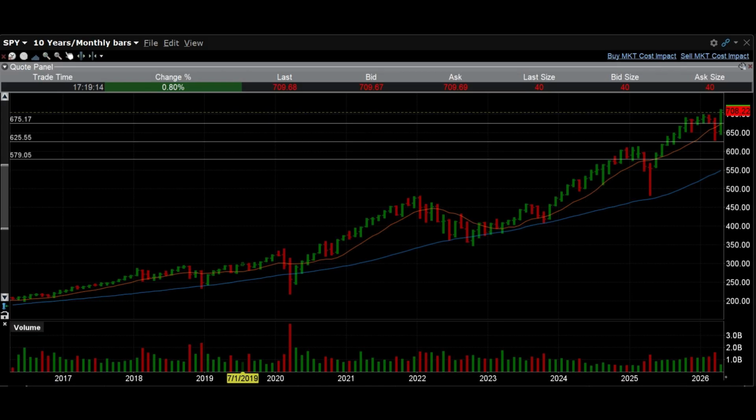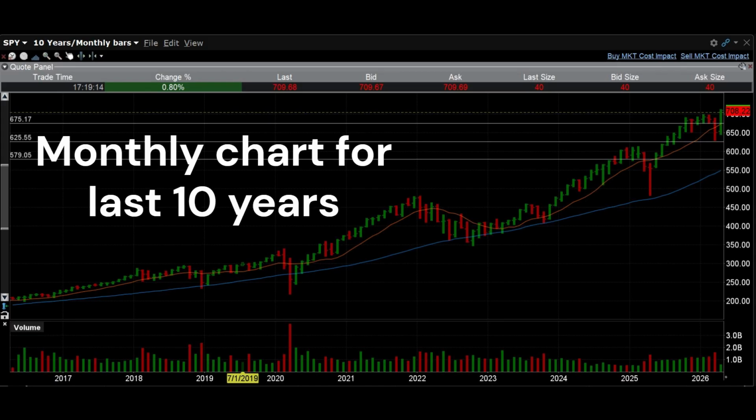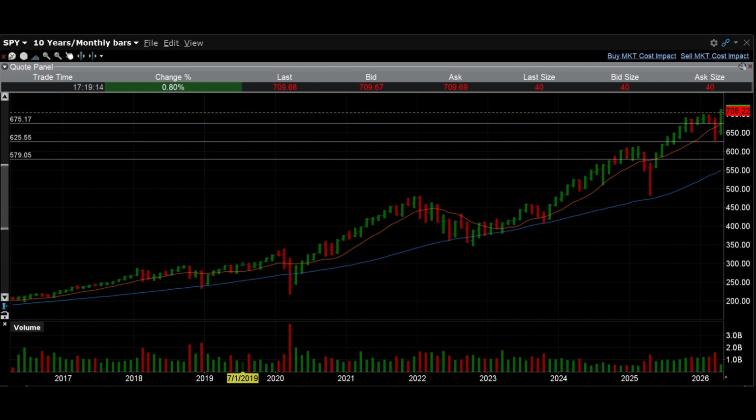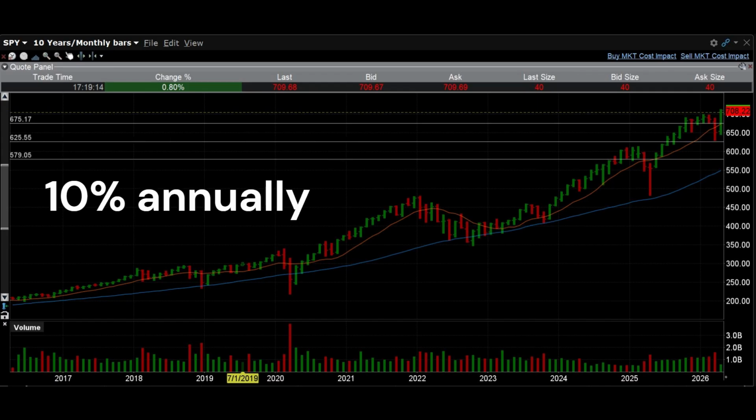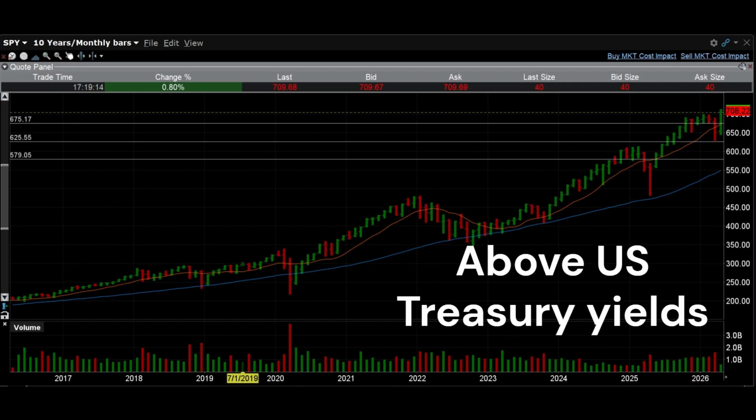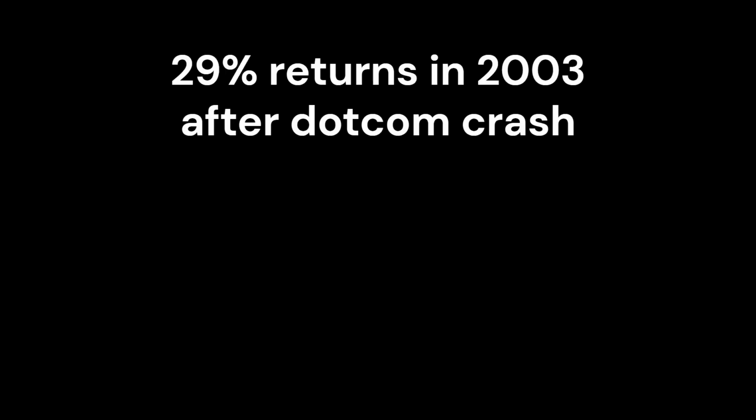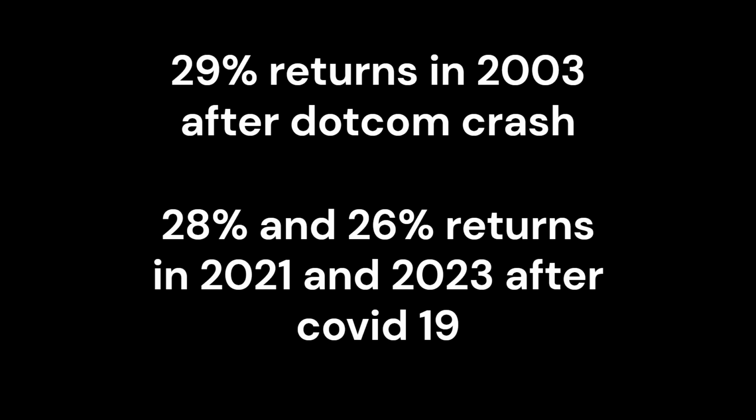As a shrewd investor, you should always allocate some portion of your trading capital to buy the S&P 500. That's because going back many decades, the S&P 500 index has returned on average 10% annually, which is well above inflation and also well above the US Treasury yields. In the best years like 2003 following the dot-com crash, the S&P 500 returned 29%. Similarly, in 2021 and 2023 after COVID-19, the index returned 28% and 26% respectively.